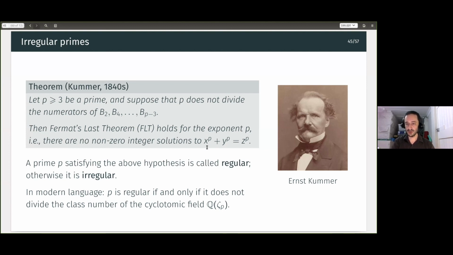In other words, there are no non-trivial solutions to the equation x to the p plus y to the p equals z to the p. Non-trivial integer solutions, that is. The trivial solutions are like 1 plus 0 equals 1, for example, so apart from those easy ones. A prime that satisfies Kummer's condition is now called regular, and one that does not is called irregular. I suppose Kummer originally hoped that all primes would turn out to be regular, but they don't, of course, and I'll show you that in a moment. But in the modern language of algebraic number theory, this condition is equivalent to saying that p does not divide the class number of the pth cyclotomic field.